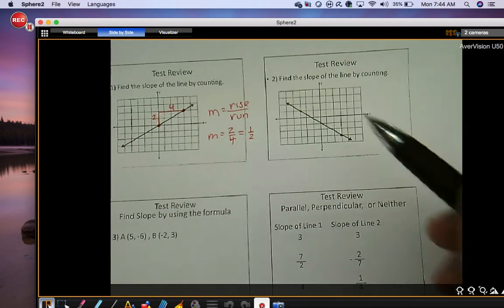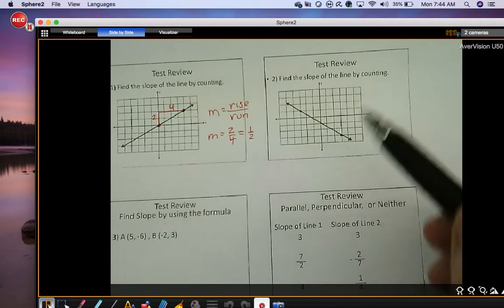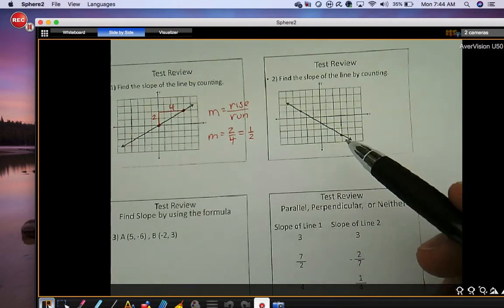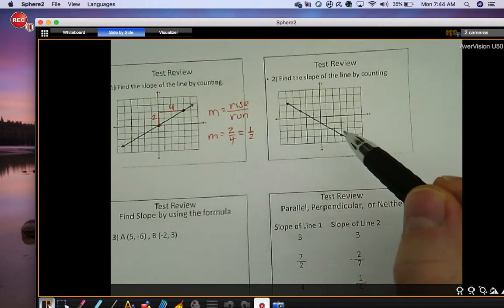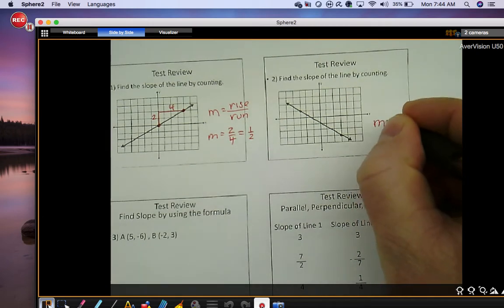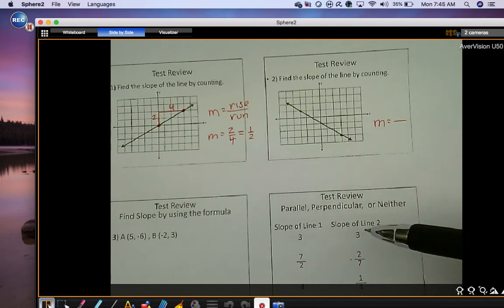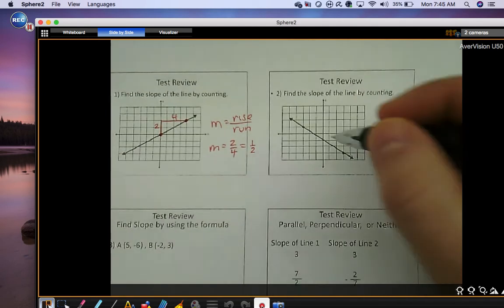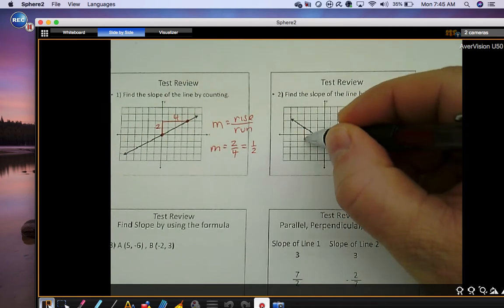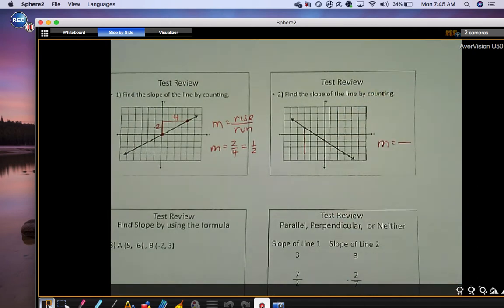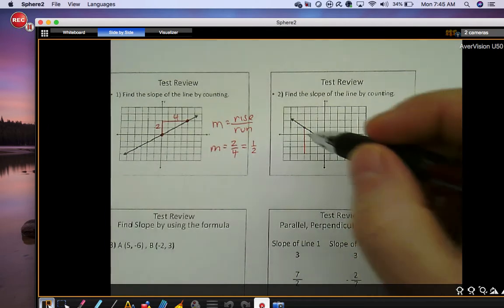Number 2, same type of deal. Find the slope of the line by counting. The only reason I'm doing another example like this with you is because notice how this line goes downhill. So we know that the slope is negative. And you could put the negative out in front, up top, down below, wherever you like. To find the slope of this line, we're going to count down. This would be our rise. And since we're counting down, that rise is going to be negative.